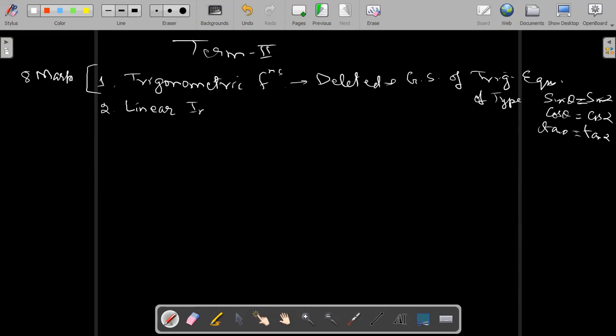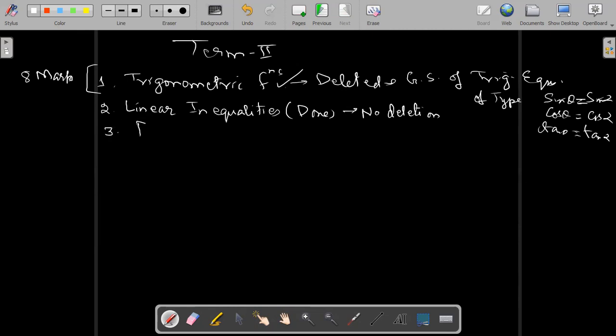Linear inequalities. This is also done. We have done it. Nothing is deleted. No deletion. In this chapter there is no part which is deleted.